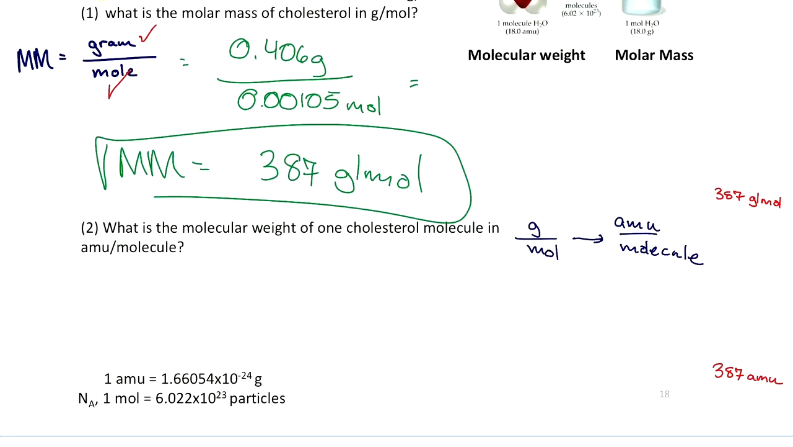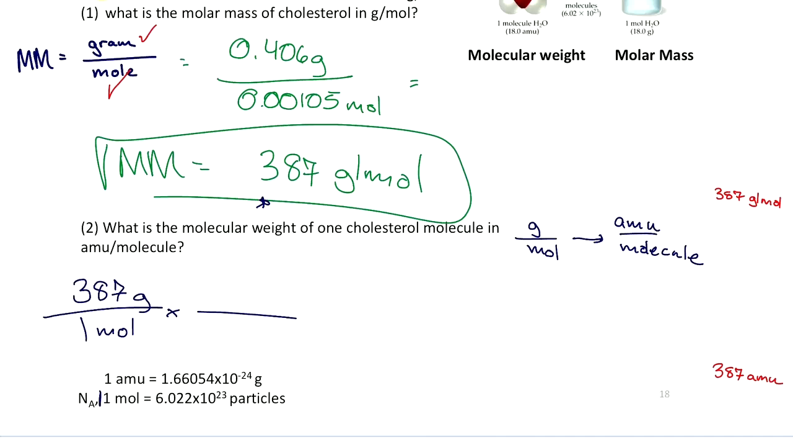So let's do that. This is kind of just like practice in chapter 1 stuff, where I'm converting grams per mole to AMU per molecule. I'm converting the top and the bottom one at a time. So I'm going to rewrite that molar mass I just got: 387 grams is 1 mole of compound. What do you want to convert first, top or bottom? Bottom, yay, someone who's weird, different. Okay, so let's convert moles to molecules.